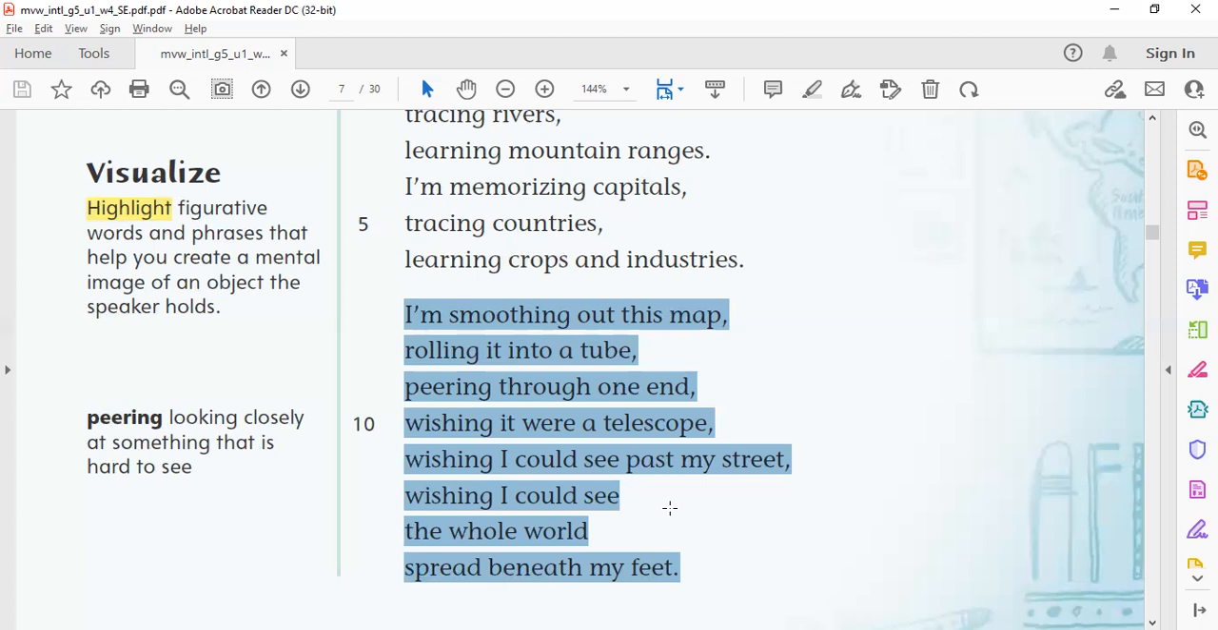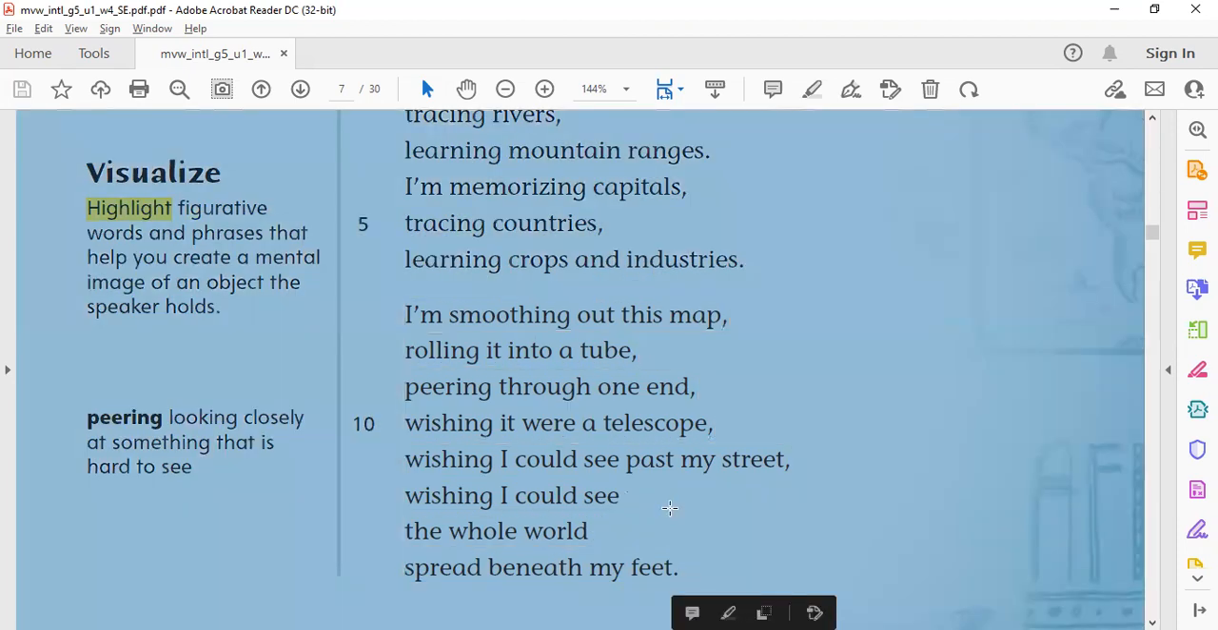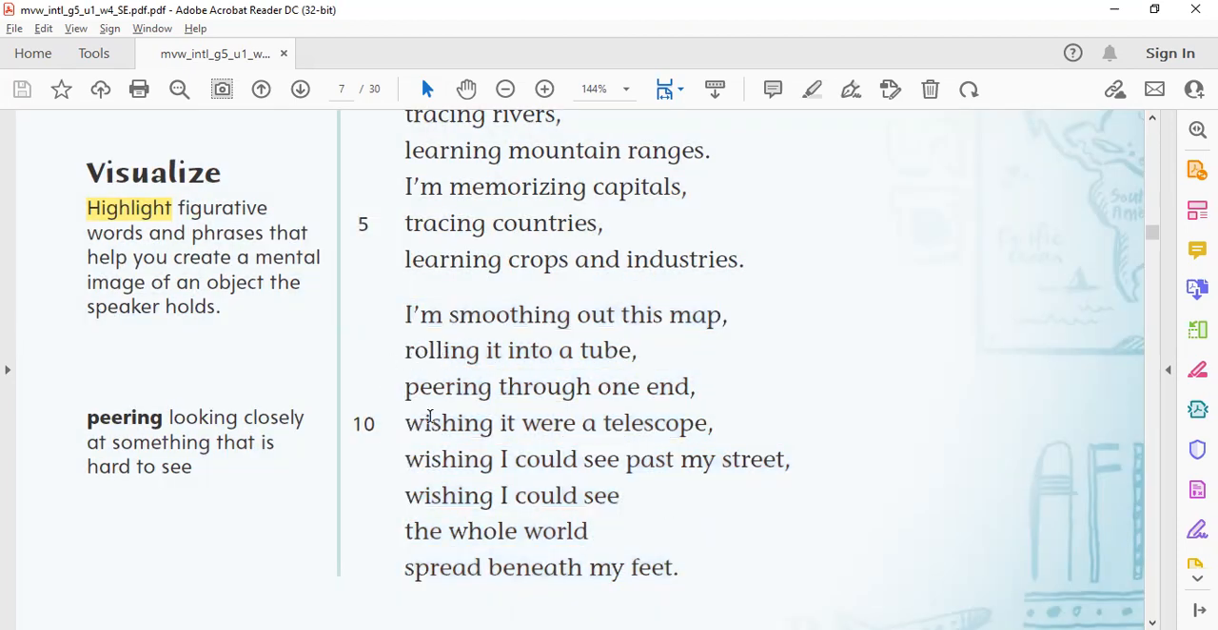There is another one. What is the other one? See. Rolling and peering? No, that's another thing. I will show you now. It's E. See. Street, eat, and feet. This is only C. So C doesn't have anything else, okay? Rolling, peering, wishing.